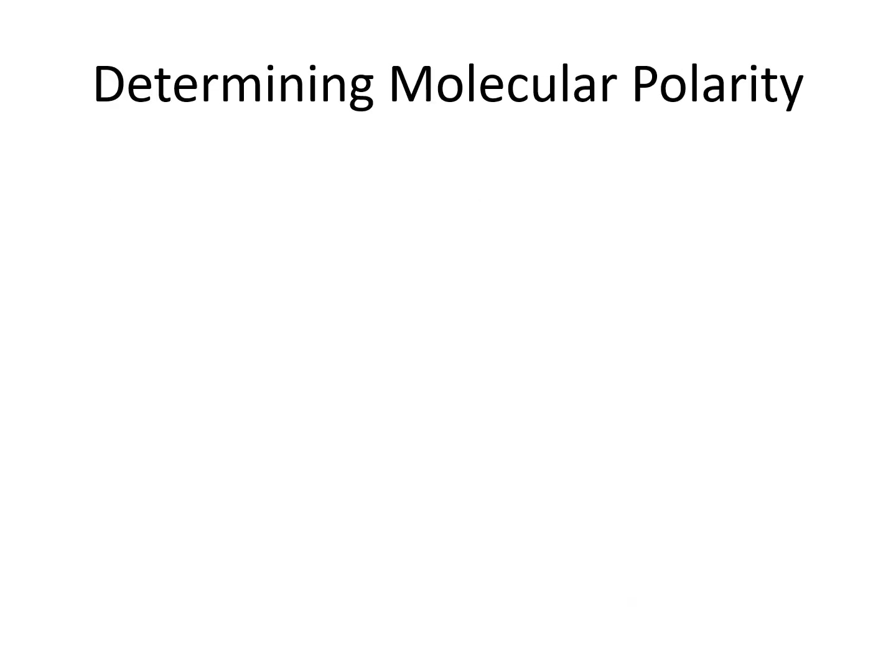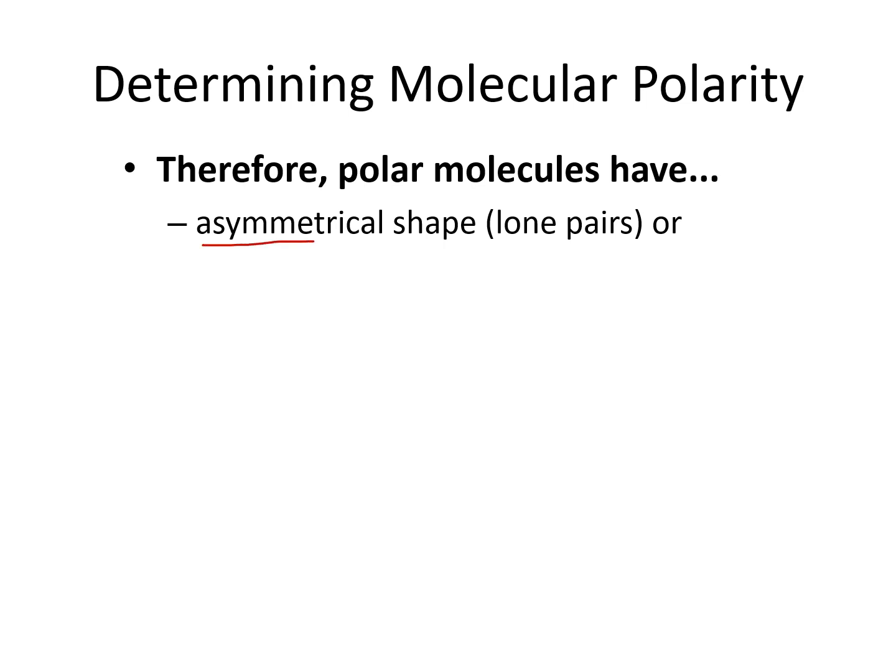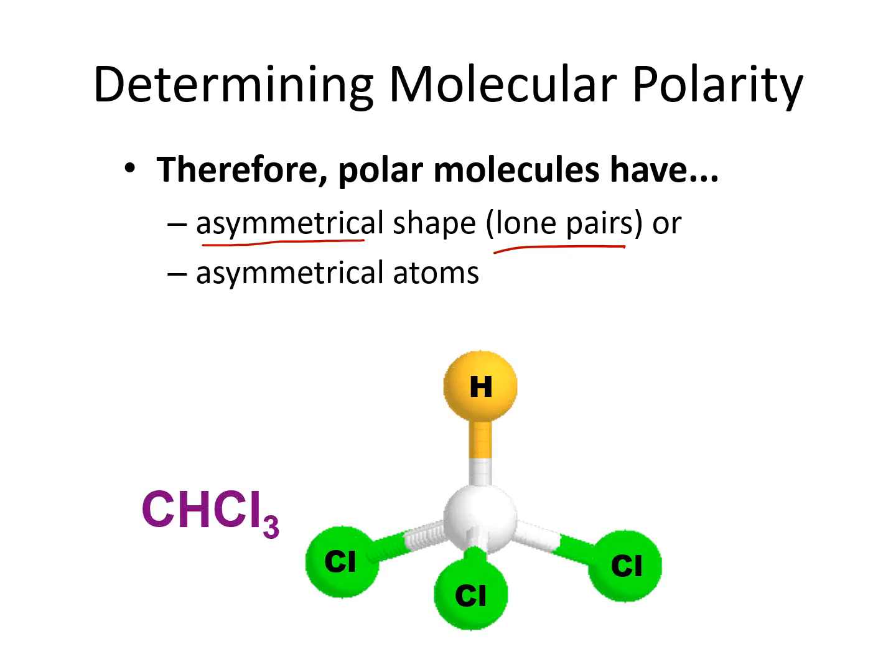Now, how do we determine molecular polarity? How do we know if the molecule is polar? Well, we have to look at the shape. If the shape is asymmetrical, meaning it does not have symmetry, maybe one is out of place, or the parts don't all cancel out, or maybe they even have lone pairs on the central atom, we would know that it's a polar molecule. Another thing is to see if they are asymmetrical atoms, meaning one doesn't cancel out.